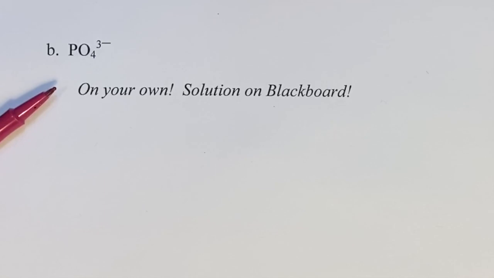For the phosphate ion, we see something similar. You should be able to draw a best Lewis structure when considering formal charge and an expanded octet. For the phosphate ion, there are a total of 4 equivalent resonance structures that you should come up with. Go ahead and try the phosphate ion on your own, and I'll put the solution on Blackboard.